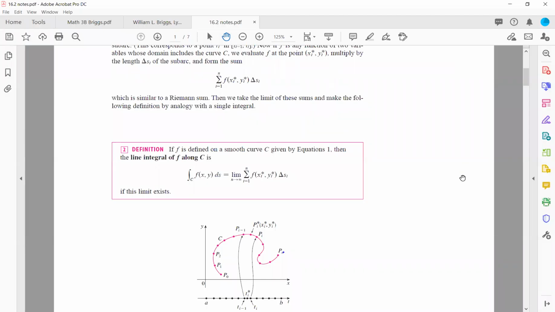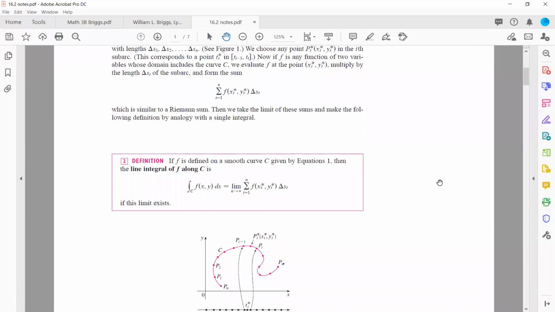Remember, when we're talking about the parametric representation, t ranges between a and b. t_i star, for example, is a time between t_{i-1} and t_i, and the position of your object or particle is between these two points. So when you have t_i star, the position of this particle is at the point P_i star with components x_i star and y_i star.